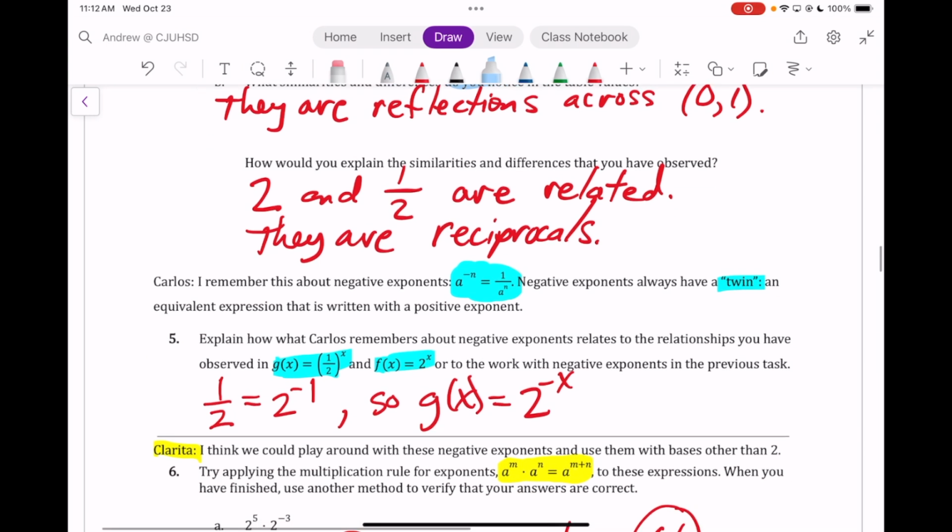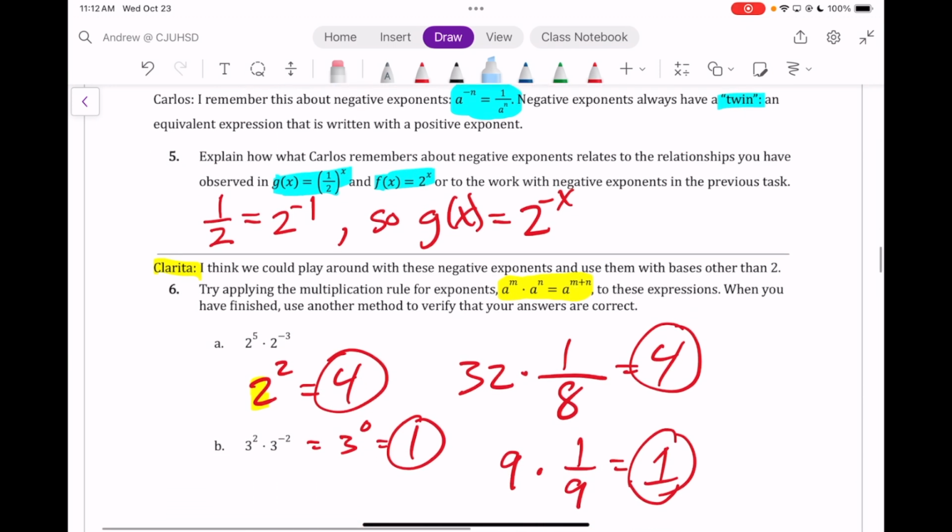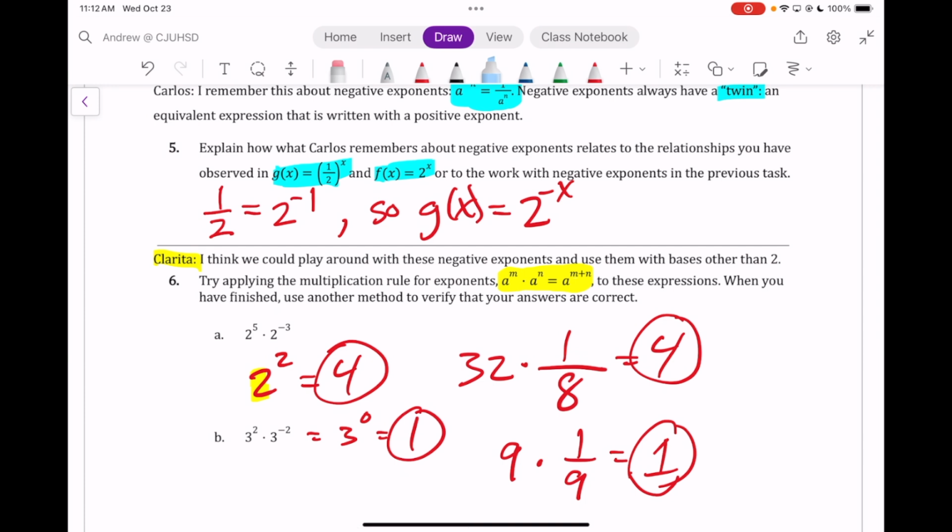Clarita now says, I think we could play around with these negative exponents and use them with bases other than 2. So, for example, we did this in two different ways. We showed on the left side, if you use the rules of exponents, how it works. But on the right side, I just expanded the numbers. So 32 is literally 2 to the 5th. And then 2 to the negative 3, well, that's 1/8. And you see it does equal the same answer either way you do it, whether by expanding, looking at the number in a calculator, or not.